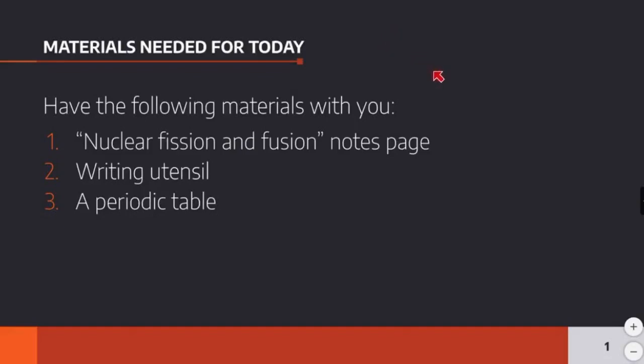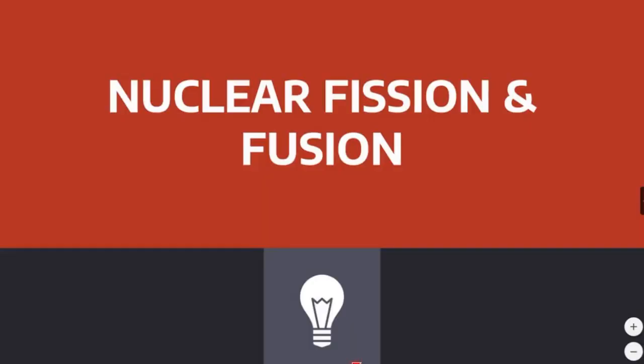Hi. For our next lesson, you're going to need three things: your Nuclear Fission and Fusion notes page, which you can download on a link above this, a writing utensil, and a periodic table. Today, we're going to be talking about our first nuclear reactions.